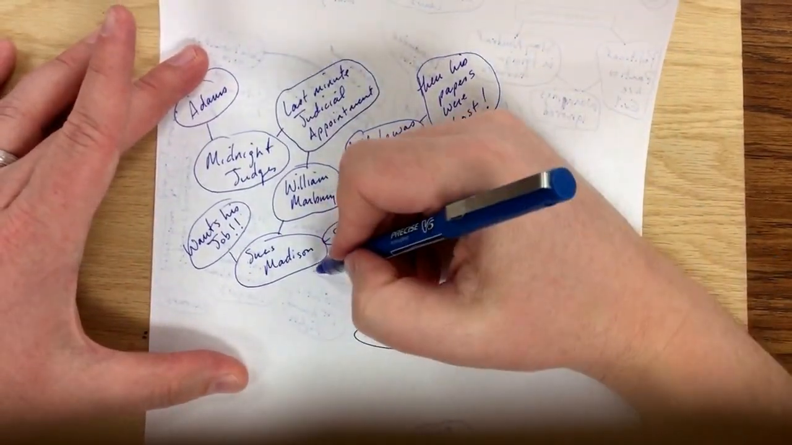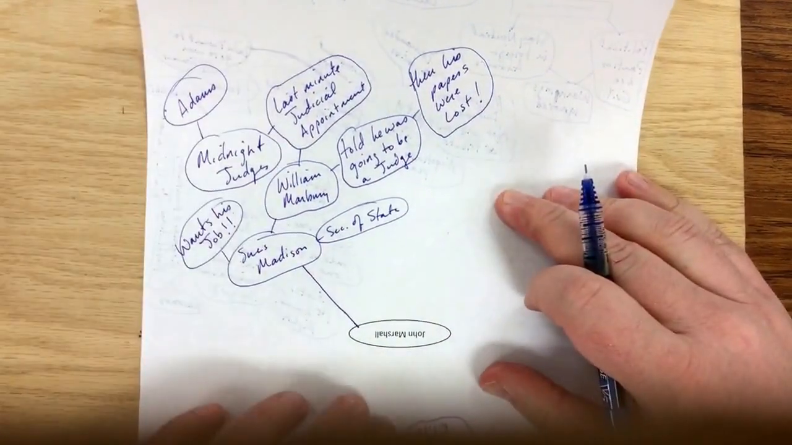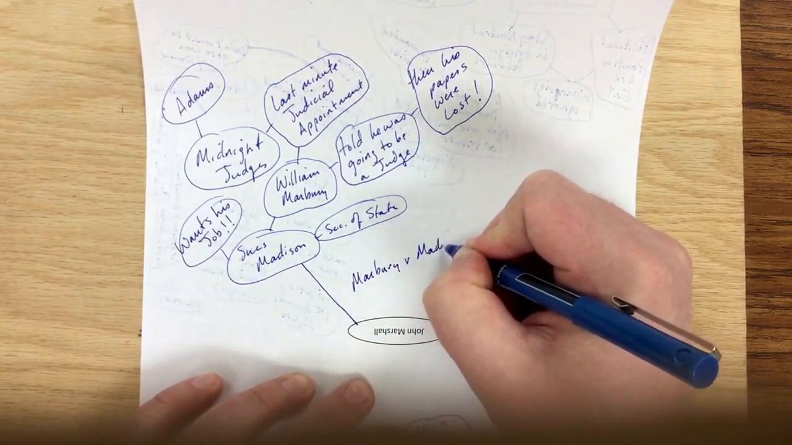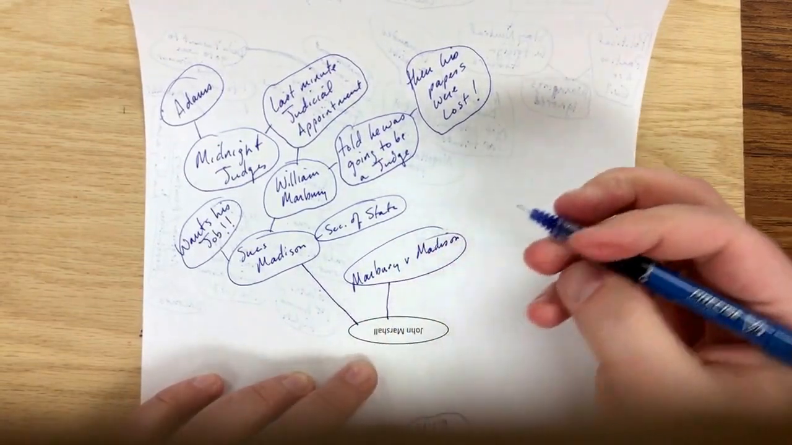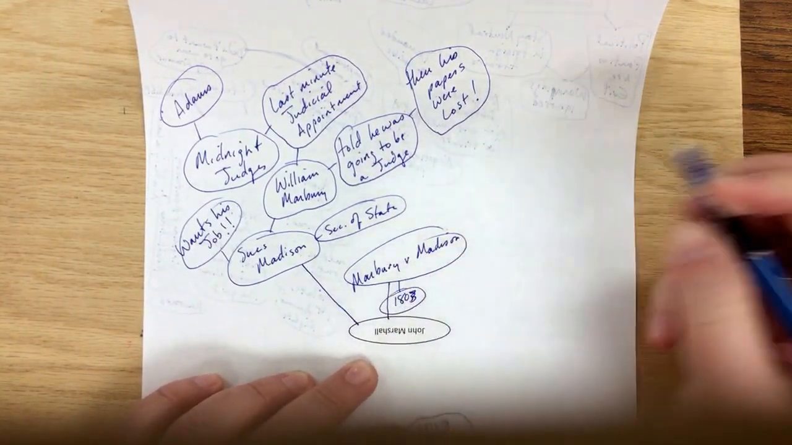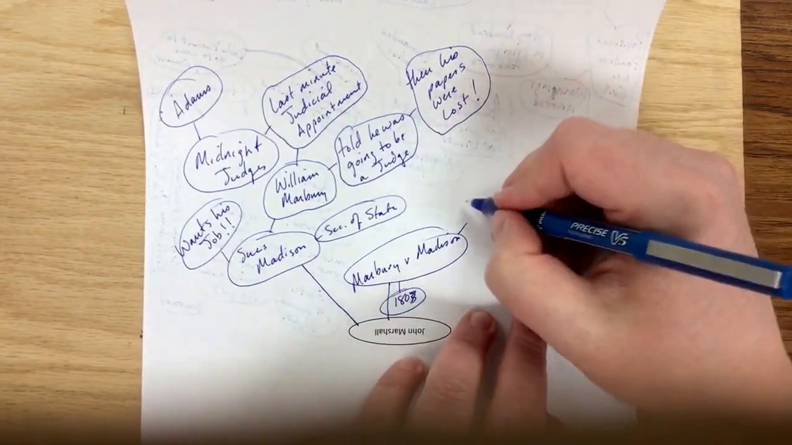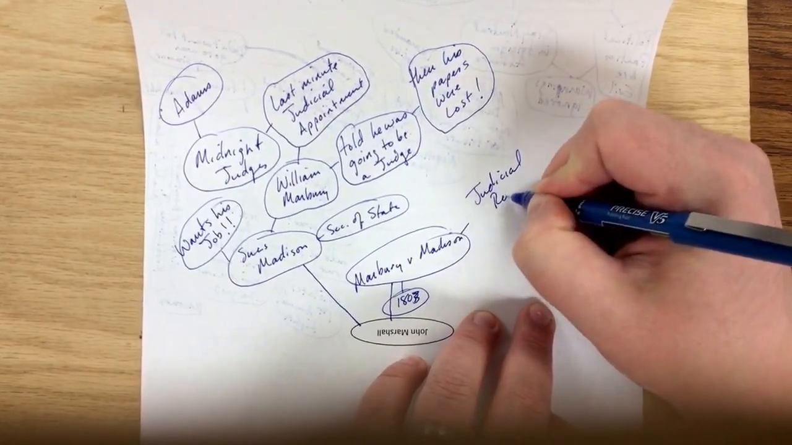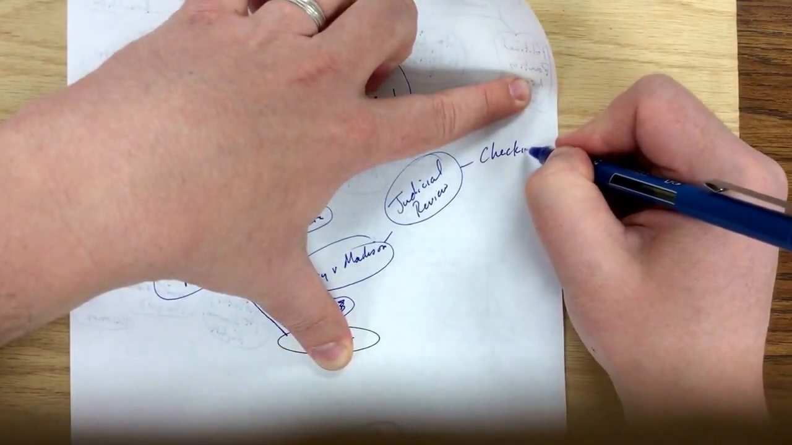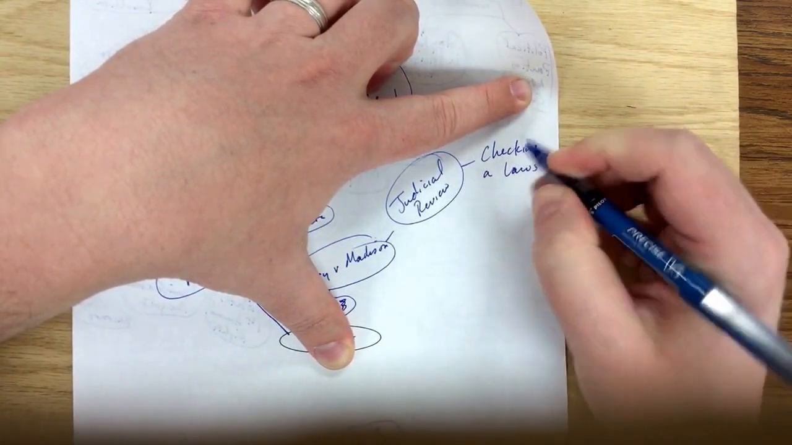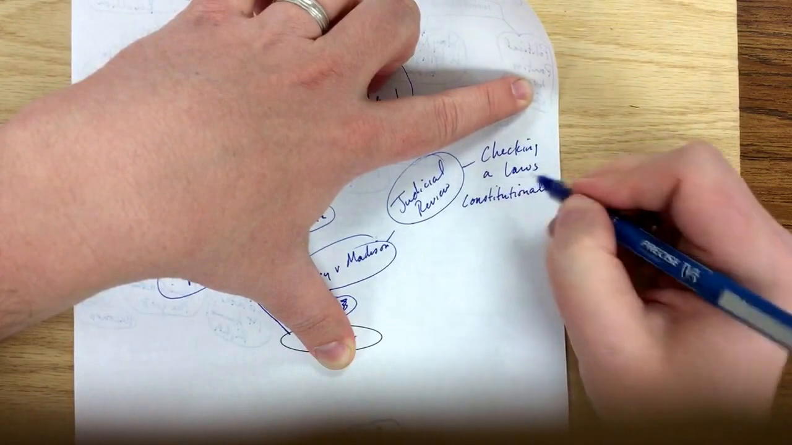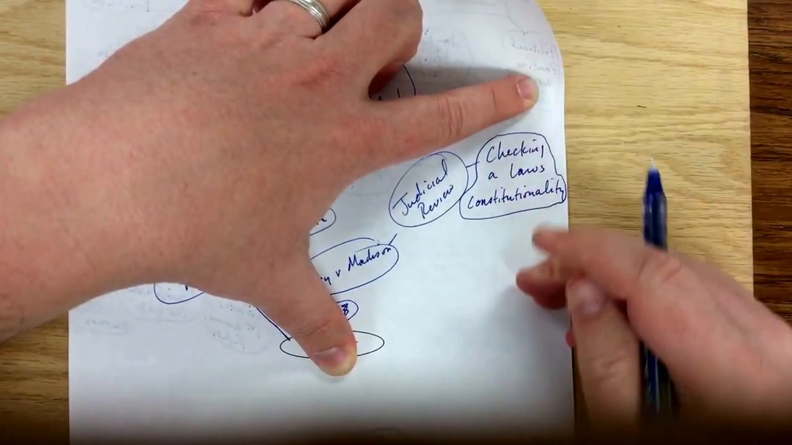And if you look upside down here, that is John Marshall. And John Marshall decides this case, the case of Marbury versus Madison. Okay. What year was Marbury versus Madison? 1803. What did Marbury versus Madison establish? Judicial review. Okay, and remember that is checking a law's constitutionality. Is it constitutional? Is it unconstitutional?